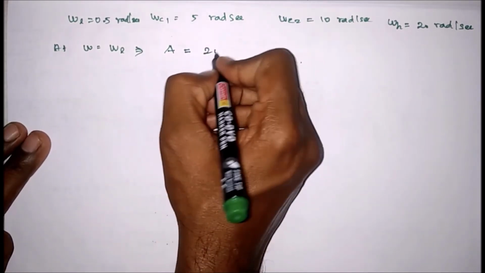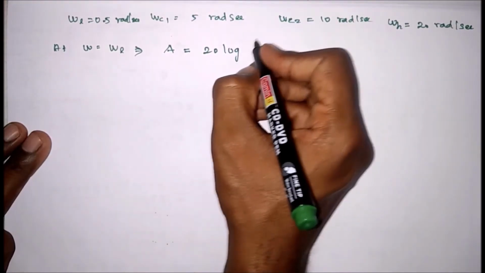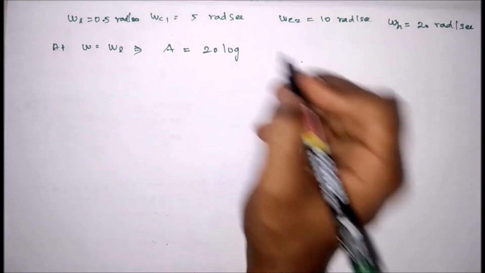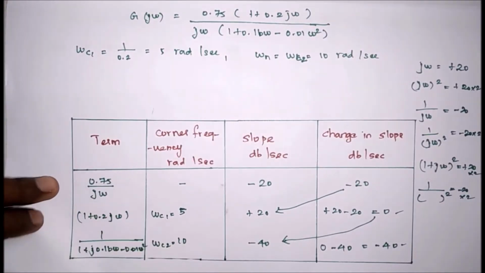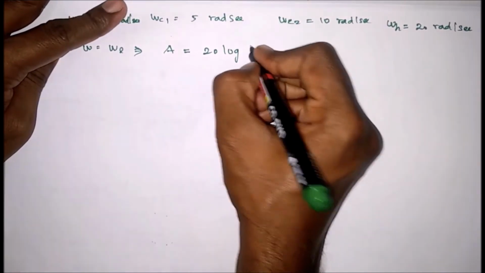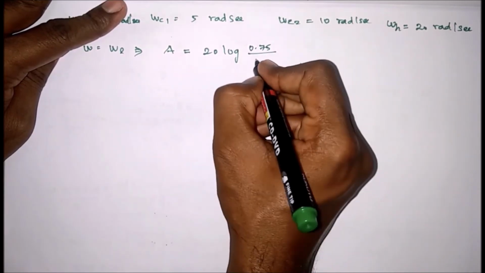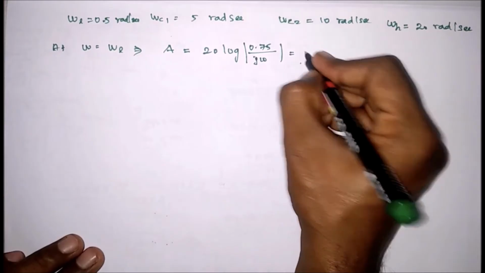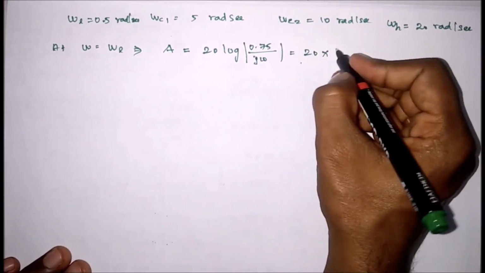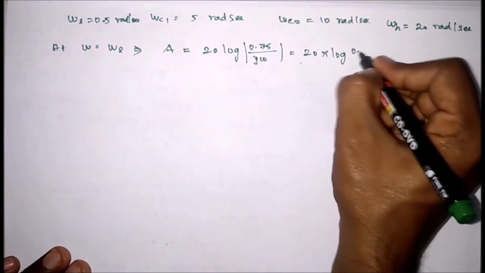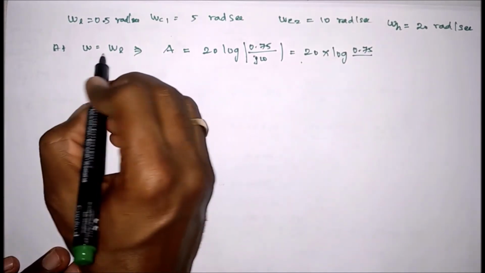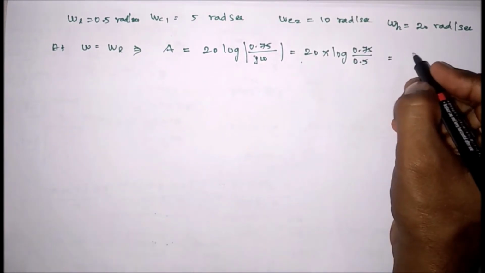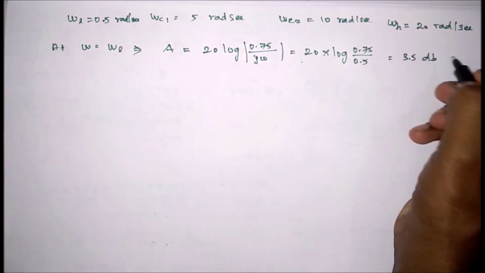Magnitude in decibel equal to 20 log of the first term. From the table, the first term is 0.75 divided by j omega. We consider only the magnitude. Therefore 20 into log of 0.75 divided by omega, where omega equals 0.5. Finally A equal to 3.5 decibel.